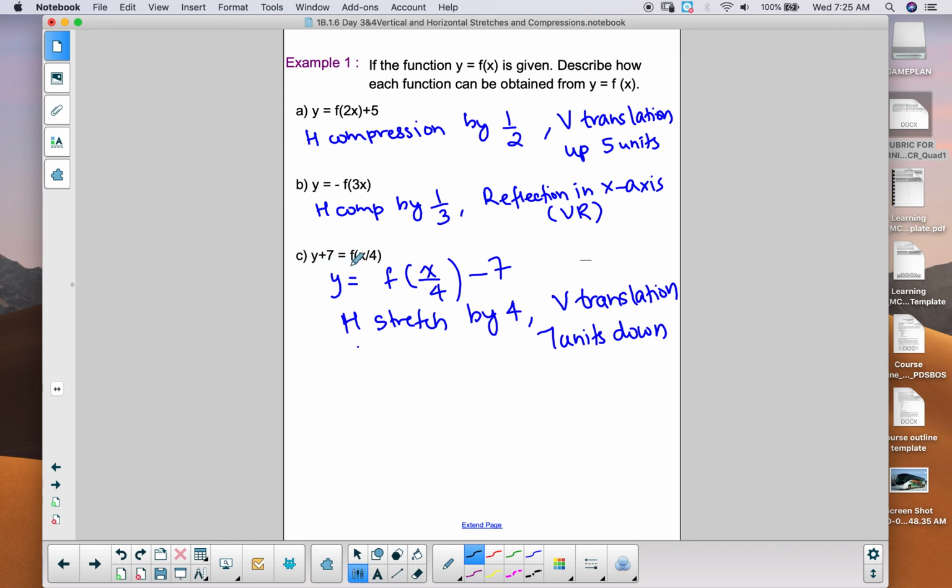For y plus 7 equals f of x divided by 4, I rearranged it to get y equals f of x over 4 minus 7. So there's two transformations. One is the x divided by 4 and the minus 7. Divided by 4 means there's a horizontal stretch by a factor of 4, and minus 7 means it's been vertically shifted down 7 units.